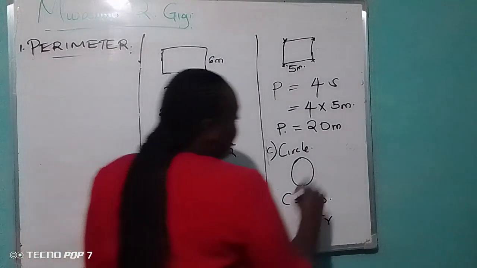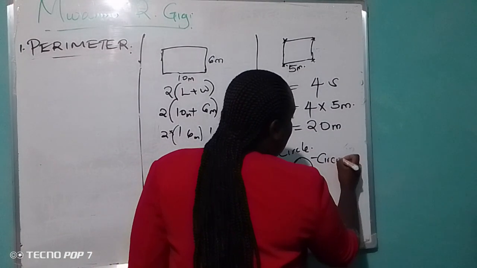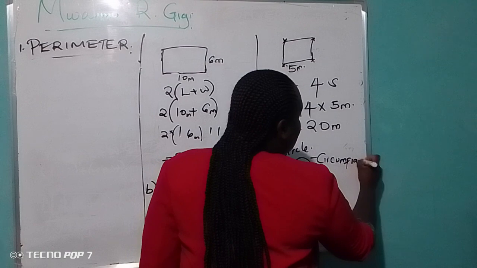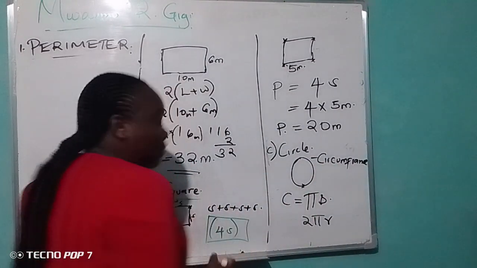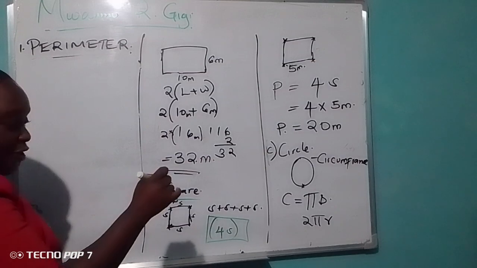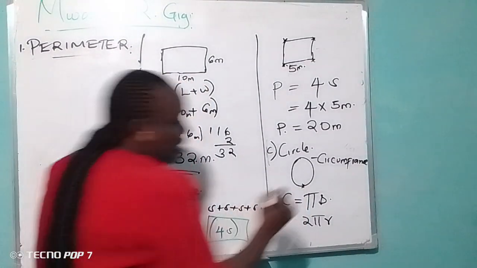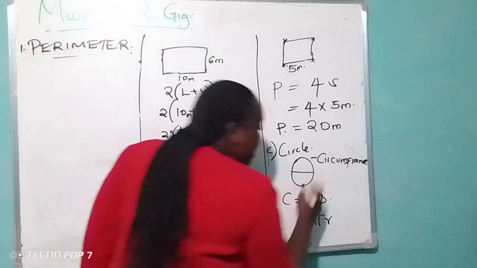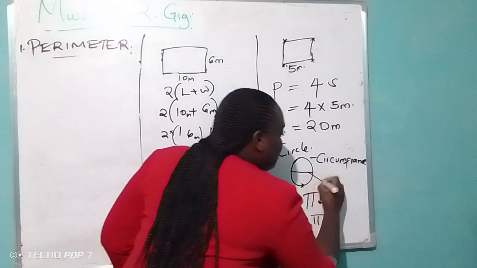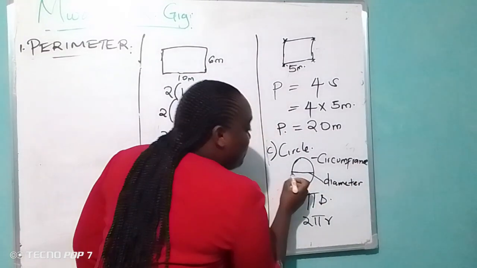Wacha tuandike hapa. It's called the circumference. Kitu kama hiyo. So, perimeter of a circle is called the circumference of that circle. So, formula ni pi d. Tunajua d ni nini? D is diameter. So, it's pi d.